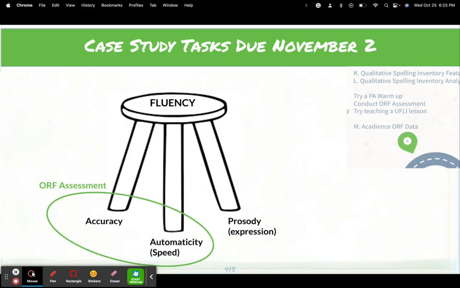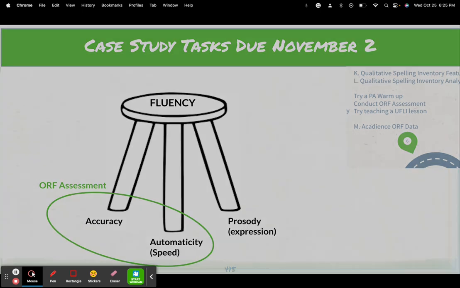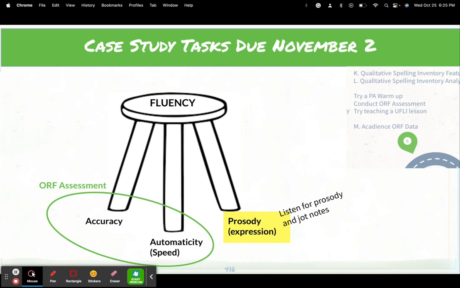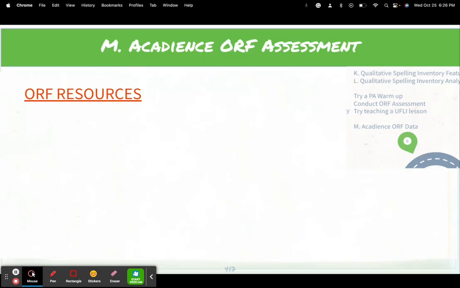So, ORF assessment, oral reading fluency, is kind of a misnomer. It's only addressing accuracy and automaticity. And prosody, just listen for it and jot some notes. There are rubrics we can use for it, but for now, just listen and see if the student is reading word by word or struggling through each word. Are they reading really fast? Or are they pausing and giving expression in how they're reading the passage? You know, that kind of thing. You can teach into that.